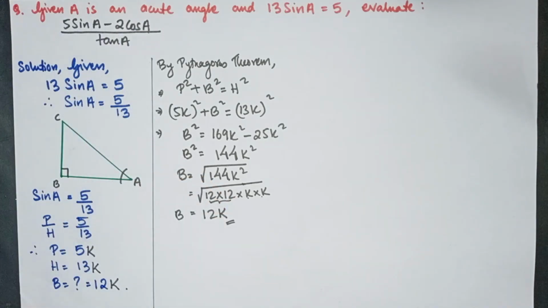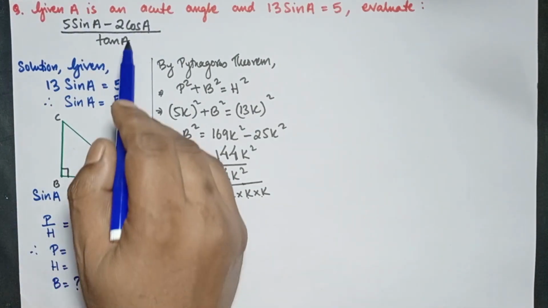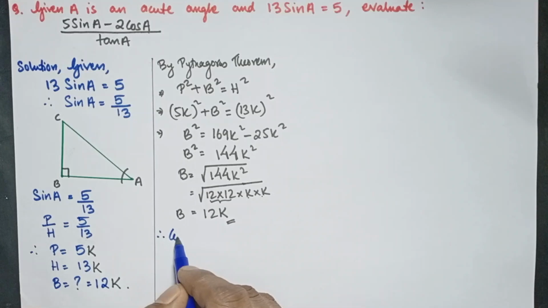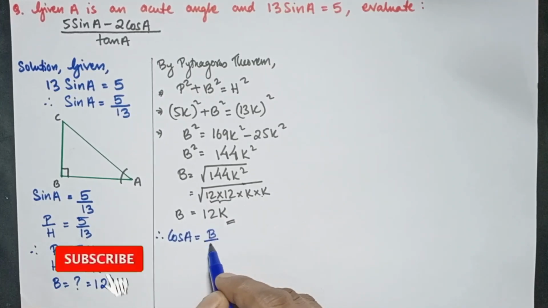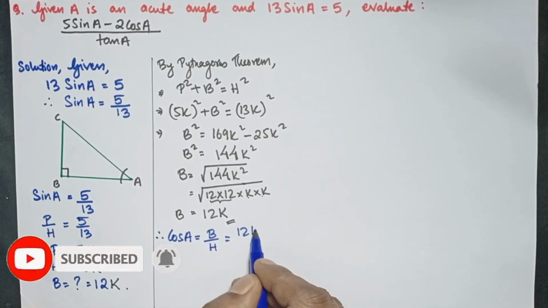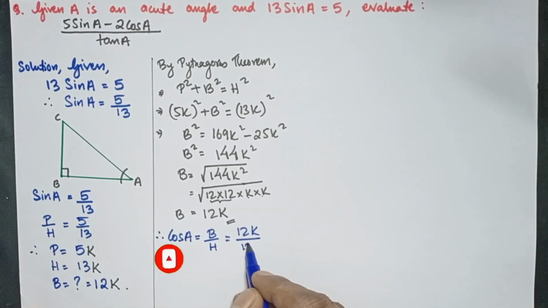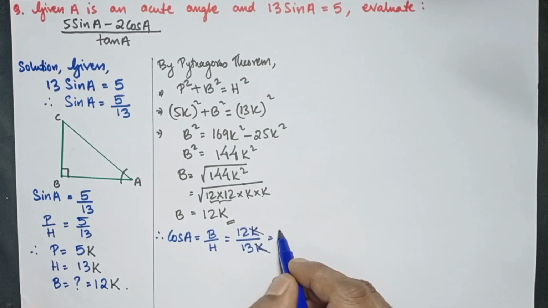Now we have to find all the trigonometric values. Sin a we already have, 5 by 13. Next, cos a. Cos a formula is base by hypotenuse. Base is 12k and hypotenuse is 13k. The k gets cancelled, so finally I got 12 by 13.